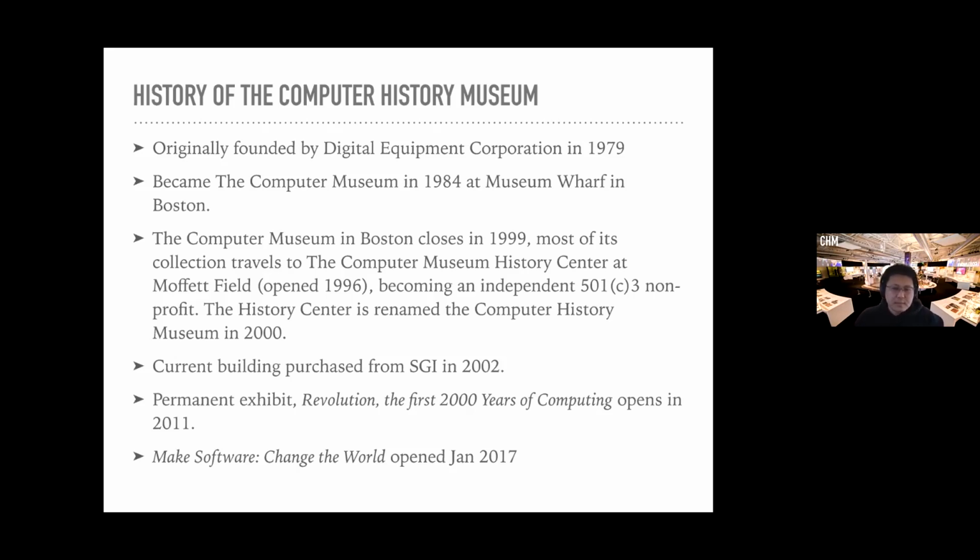So we have two main exhibits. Our primary permanent exhibit is Revolution, the first 2,000 years of computing, and that opened in 2011. It has 19 galleries ranging from calculators through punch cards, analog computers, all the way up to mobile computing and the internet and the web. And our most recent long-term exhibit is Make Software Change the World. That opened in January of 2017.